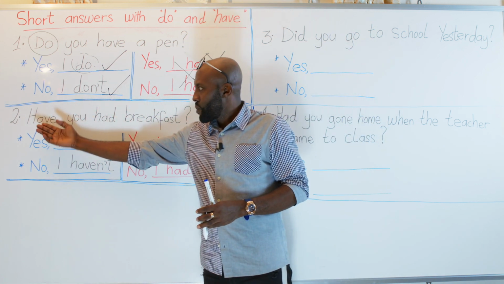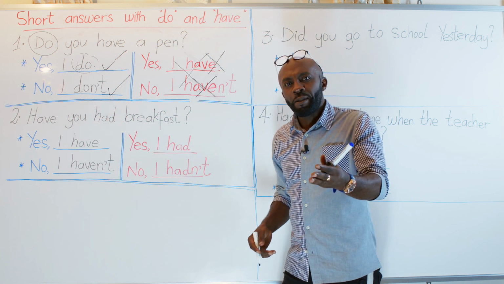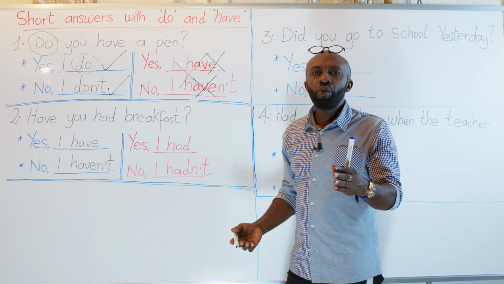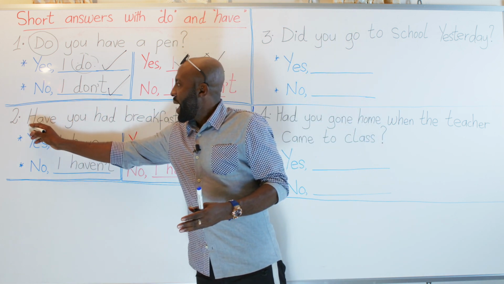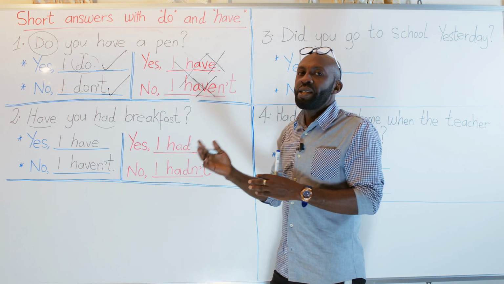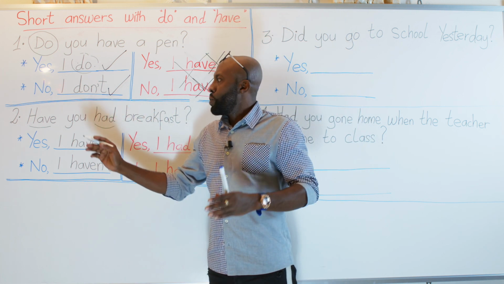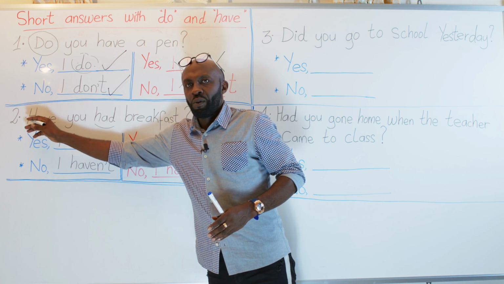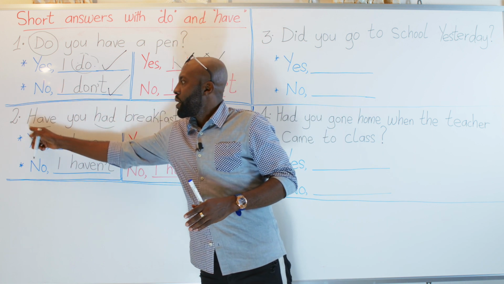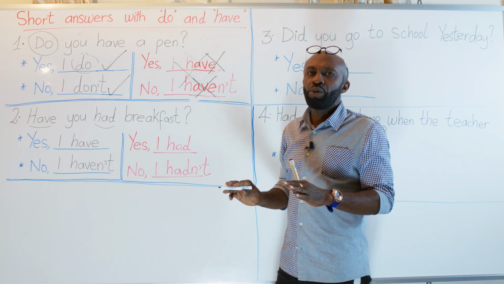Example number 2. Have you had breakfast? Here we also have two verbs. The verb have and the verb had, which is the past tense of have. Now, the auxiliary verb automatically is have. So when answering this question, you have to pay attention to the auxiliary verb have. The main verb here, had, you don't pay attention to it.